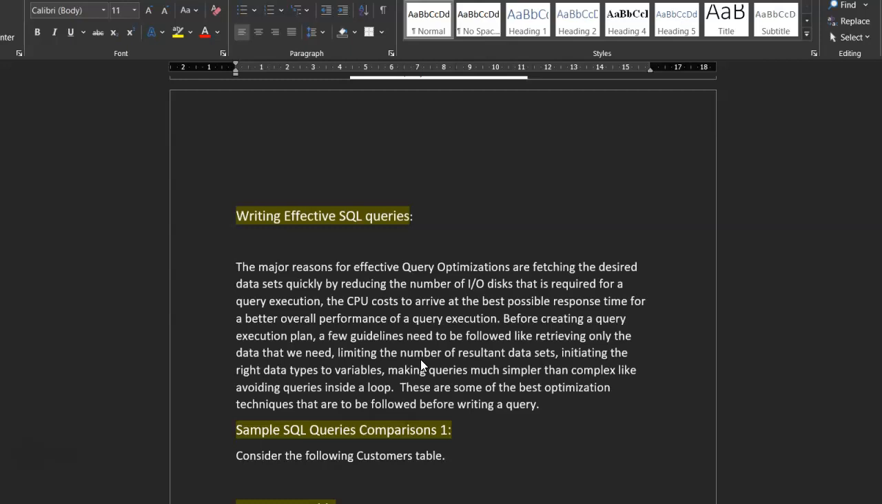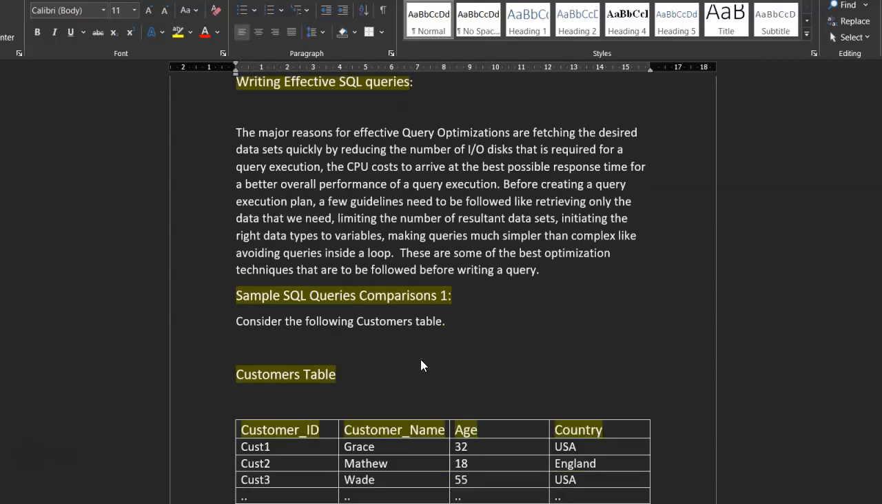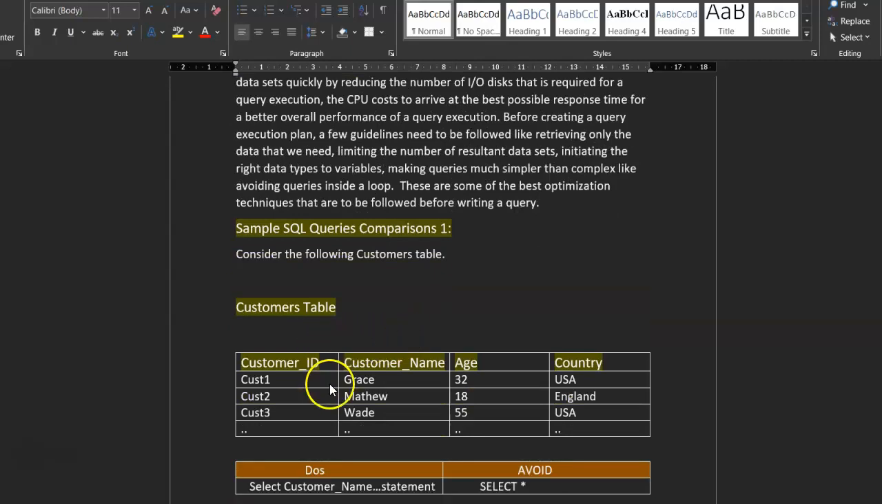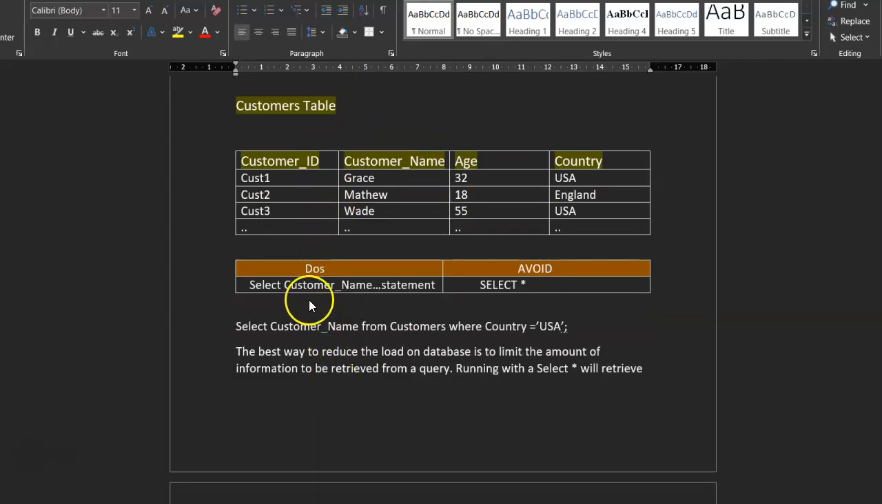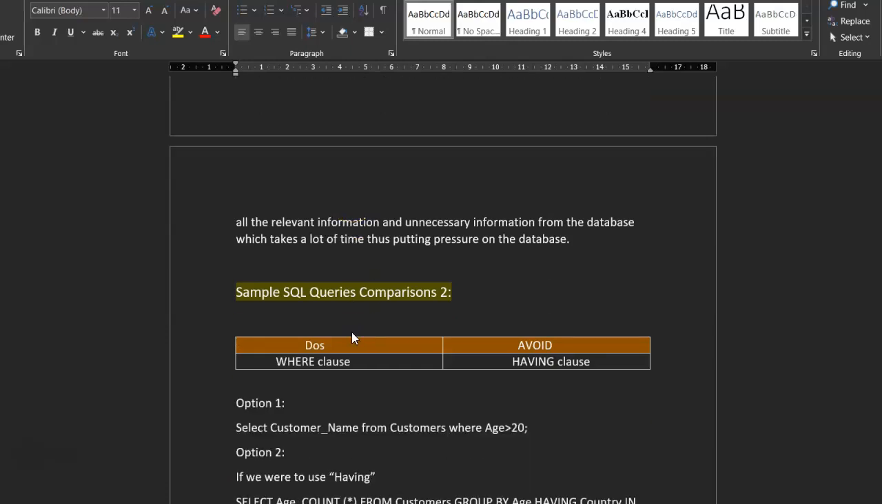Now there are certain golden rules in writing effective queries. The most golden rule is to limit the number of data rows which are being fetched. We should not retrieve more data than what we require. Here I am considering a customer table. So instead of using select star, we can be specific in retrieving the column names, like select customer name, etc. So we are being very specific, and once all the conditions match, the results are produced.